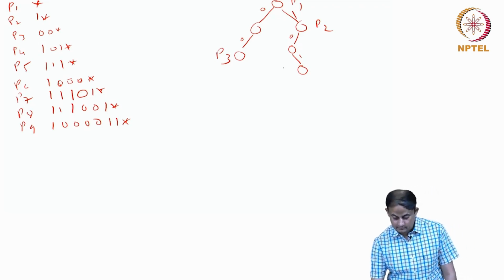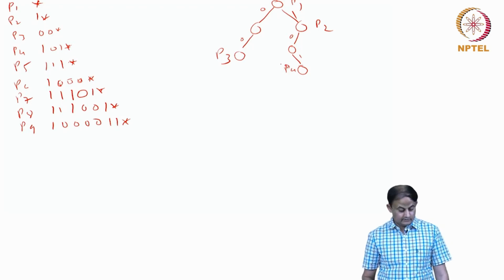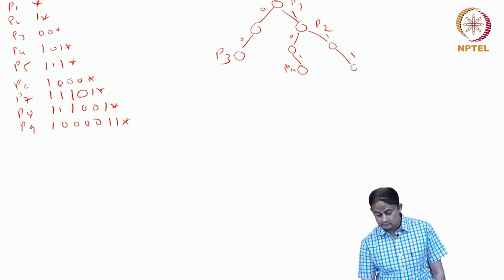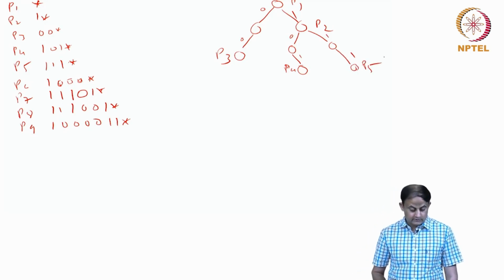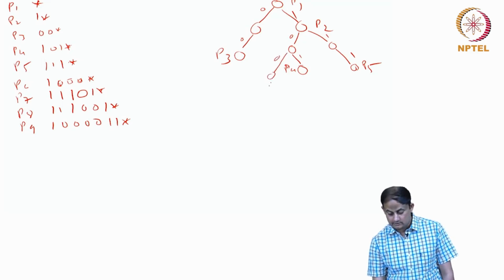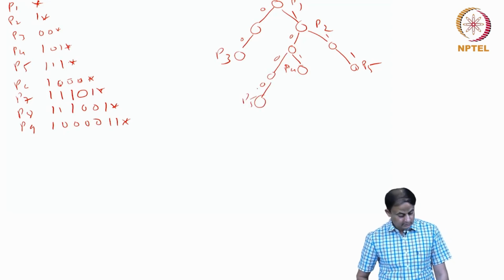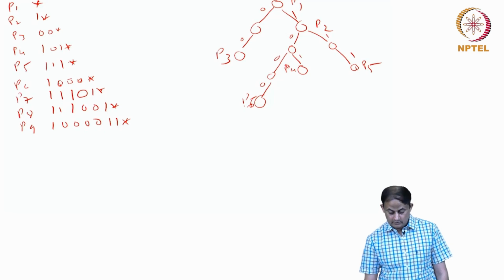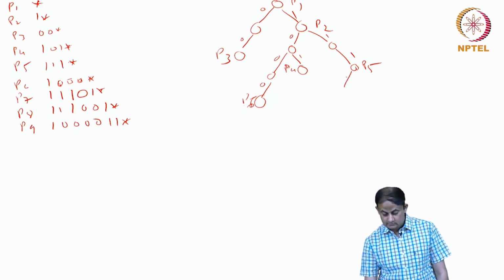that is your P4. P5 is 1 1 1. So on the right and one on the right, this is my P5, and P6 is 1 followed by 0 0, 1 followed by 0 is there, you take the child, and then the 0, this is my P6. P7 is 111 followed by 01. So 0 and then 1.